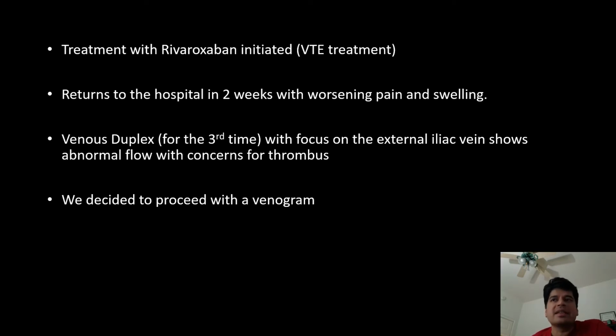When we saw the CAT scan and we found that things were not adding up the right way, we got a third venous duplex with a focus on the external iliac veins to see if there's anything that we can see over there. There was some abnormal flow, but again, we couldn't really clinch the diagnosis of a thrombus. Just the fact that things were not adding up well, we decided to proceed with the venogram.